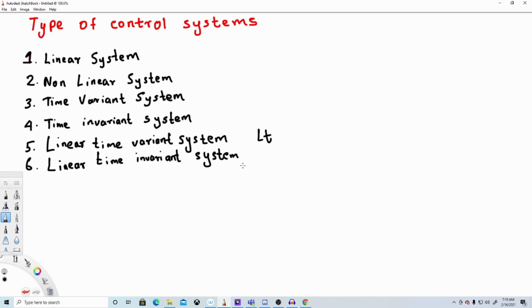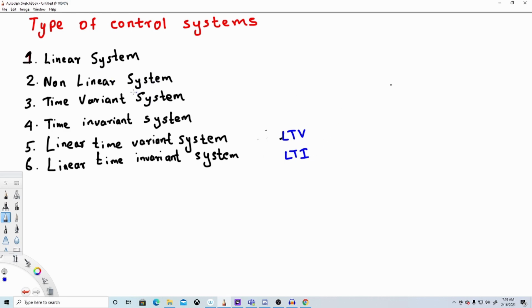Okay, the short name for this is LTV, and this one is LTI, linear time invariant system. The shortcut name, put it in capital: LTV, LTI. Now we are going to see the difference between all these systems.